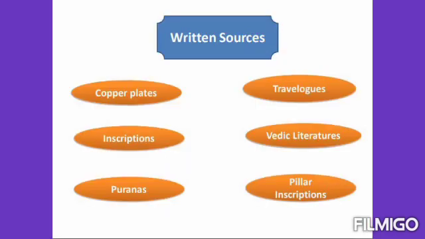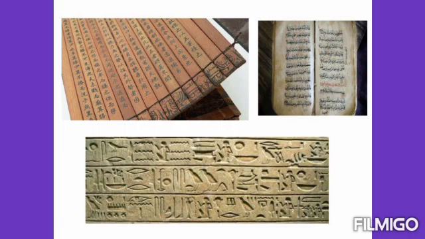Next, written sources. Written sources are those which are in the form of written text. In the past, materials like potsherds, unbaked bricks, bark of birch trees, and copper plates were used for writing. Examples of written sources are copper plates, inscriptions, Puranas, travelogues, Vedic literature and pillar inscriptions.